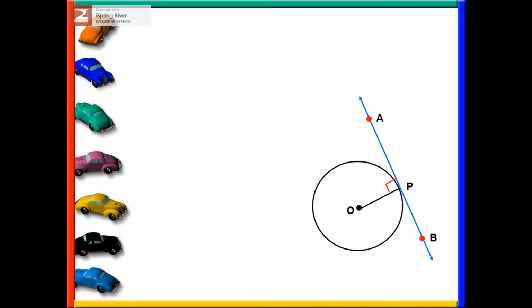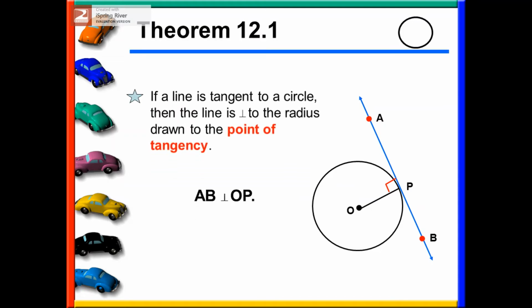From Theorem 12-1, we have the given figure. We have tangent, which is line segment AB. If a line is a tangent to a circle, then the line is perpendicular to the radius drawn to the point of tangency. So line segment AB is perpendicular to OP.